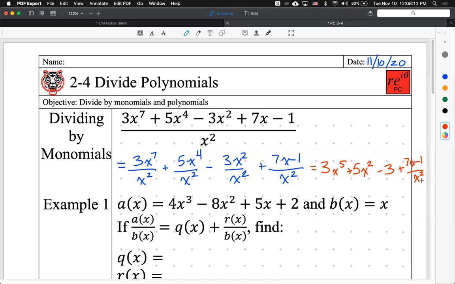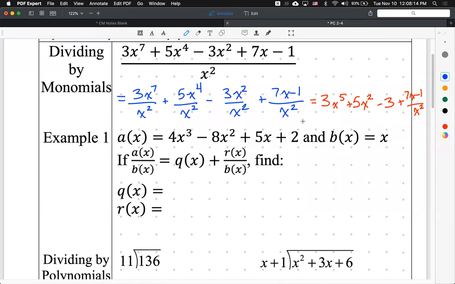Essentially, it's asking us, what is that numerator, and leave some space right here to write our answers, what is 4x cubed minus 8x squared plus 5x plus 2, all of that divided by x? That's our question. They just wrote it kind of weirdly.